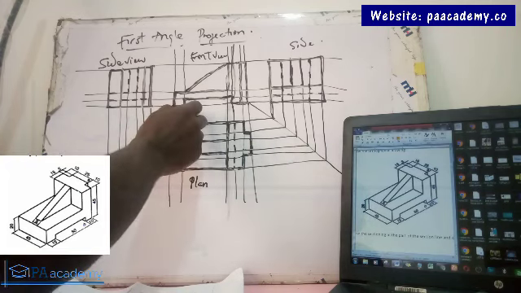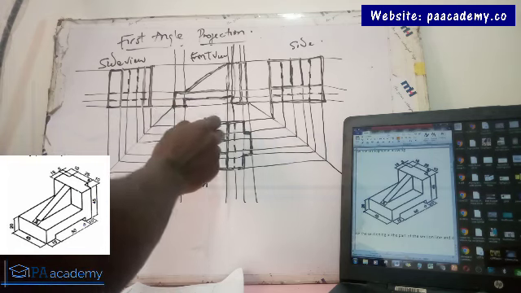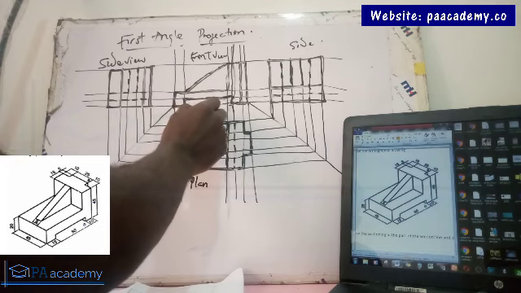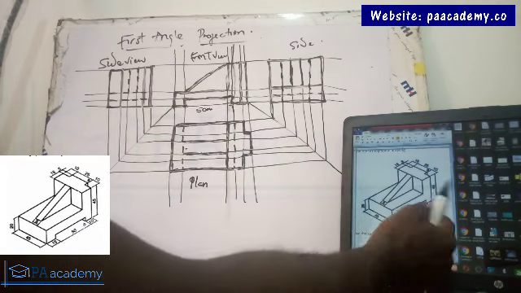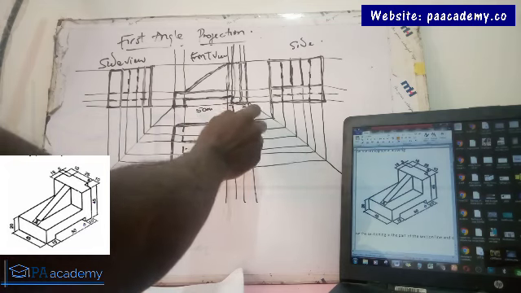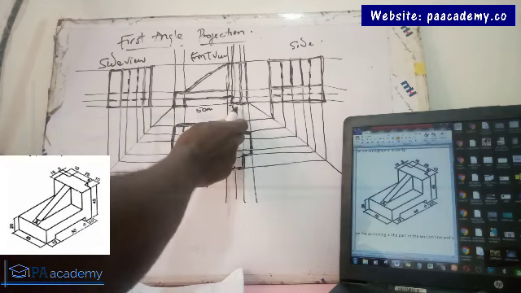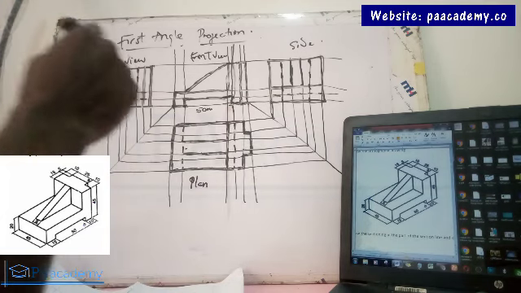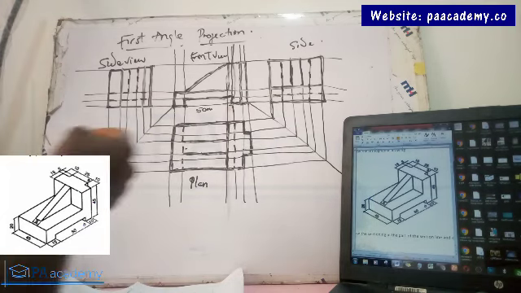Exactly. While the length from here to this point here, you can see we've been given to be 50 mm. From this point here to this point here, we have been given to be 10 mm. From here to here, we have been given to be 5 mm. So you also have to pay attention to the dimensions given.